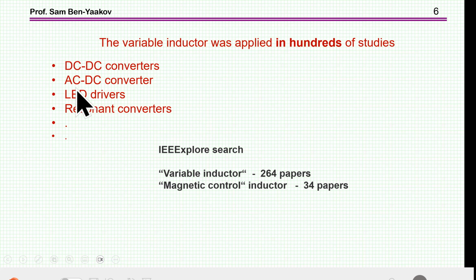DC-DC converter, AC to DC, LED driver, resonator, and many others. In fact, if you go to IEEE Xplore and put the variable inductor as the keyword, you will get hundreds of papers. And I'm talking about papers that are using this particular design rather than others, although other designs are really the minority. Most of the papers have used the design that we have published in this paper that I've just shown.